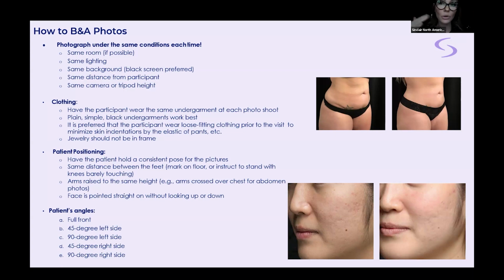And I recommend going on social media, looking through different practices that do great before and after photos, and visualizing, like, why do I like this photo so much? What's popping out to me? It's usually always the consistency, but that's just like a little nice exercise to do as you're practicing these.